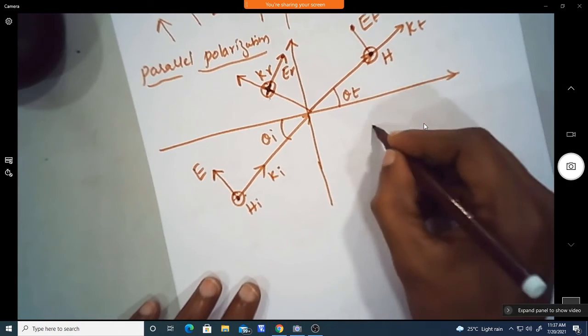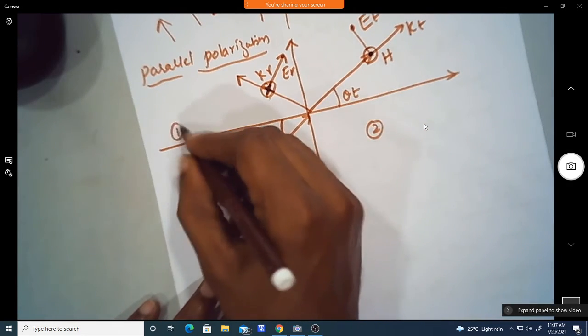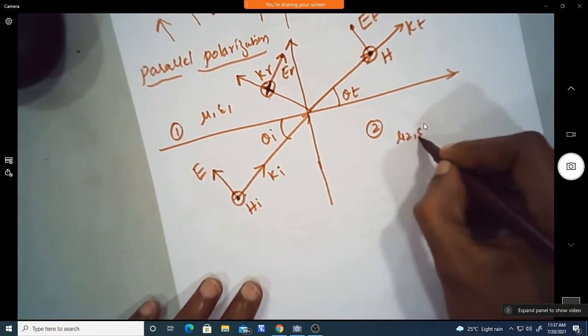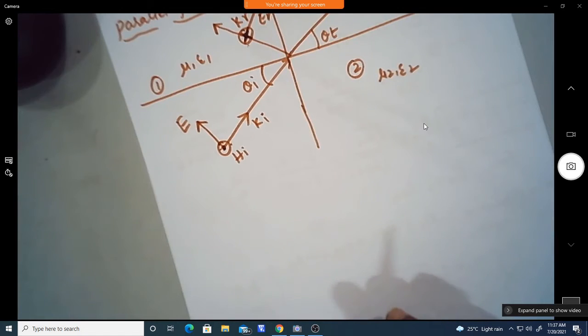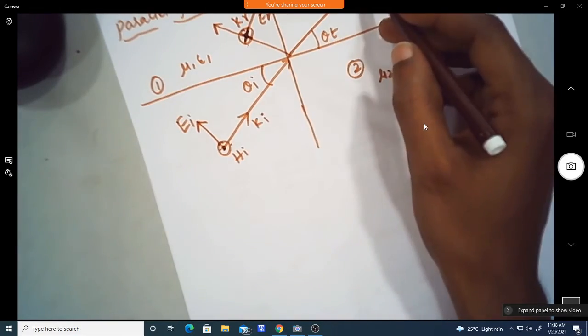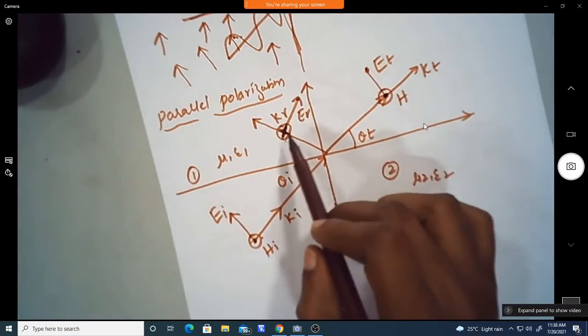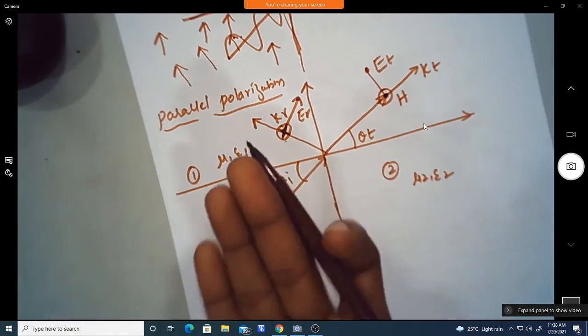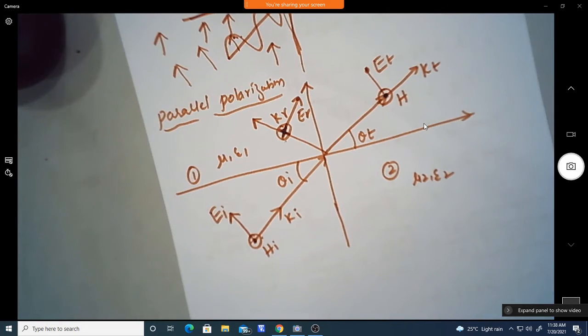Now this is medium 2 and this is medium 1, with mu 1 epsilon 1 and mu 2 epsilon 2. We are again considering the lossless case. From this we have seen that for the incident, transmitted and reflected waves, the electric field component is parallel to the plane. That's why we call this parallel polarization.